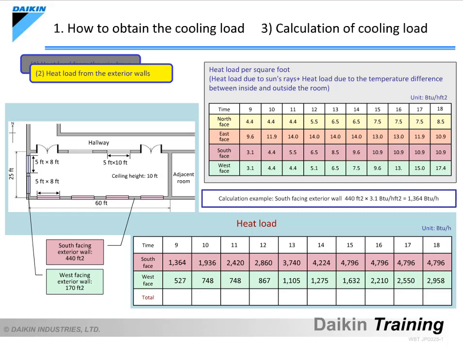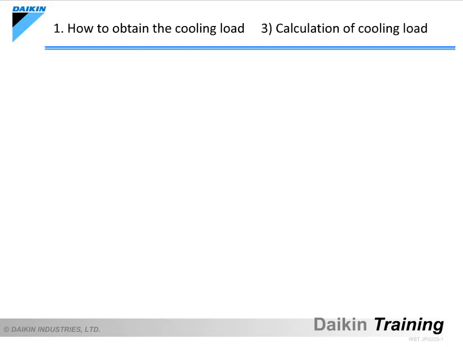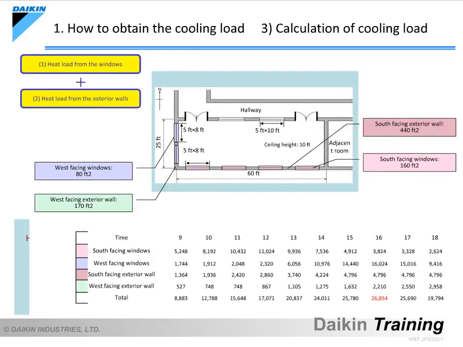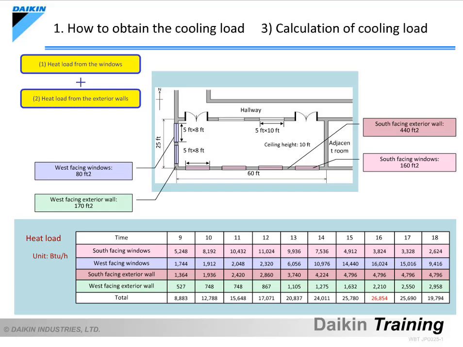When the heat loads from the south and west-facing exterior walls are combined, the maximum heat load occurs at 1800 hours, with the figure coming to 7,754 BTU per hour. Let's total the heat loads from the windows and exterior walls that we have calculated to this point. The maximum heat load occurs at 1600 hours, with the figure coming to 26,854 BTU per hour. The windows on the west face have greatly contributed to this figure.